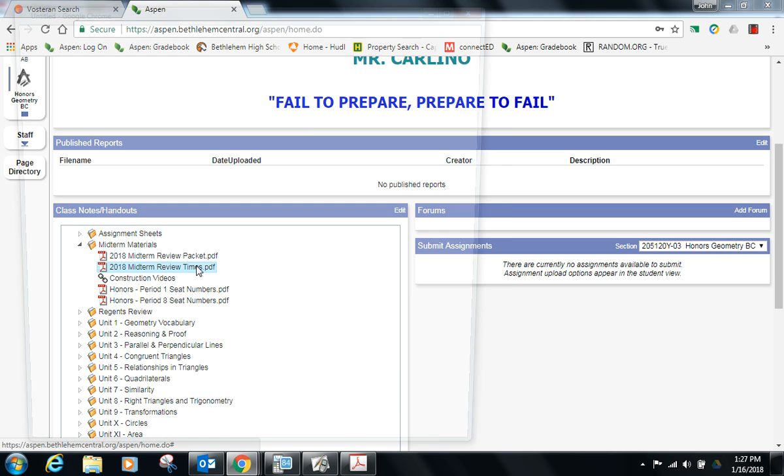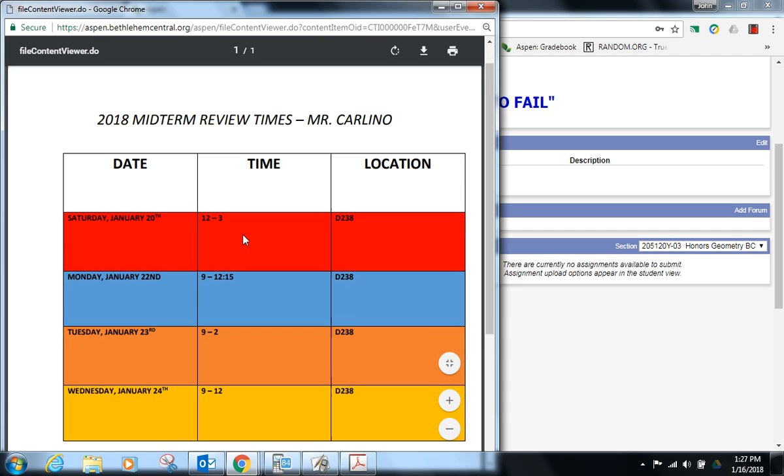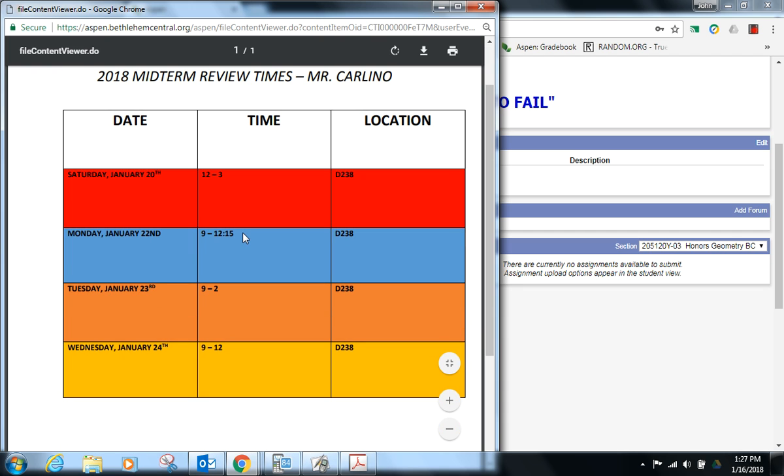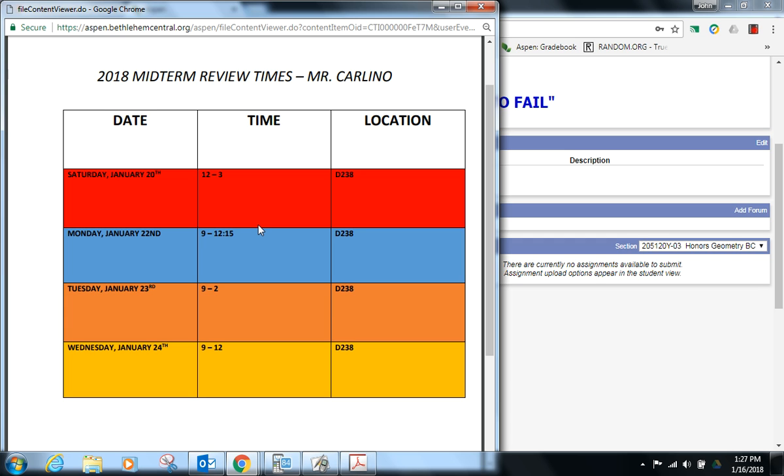Midterm review times, if you want to open that up, go right ahead. You will see all the review times that I will be available other than after school. I will be here, obviously, all this week after school. This Saturday from 12 to 3, I'll be here. And Monday before the test, I'll be here 9 to 12:15. Tuesday and Thursday do not apply to you guys because our midterm will be done by then.